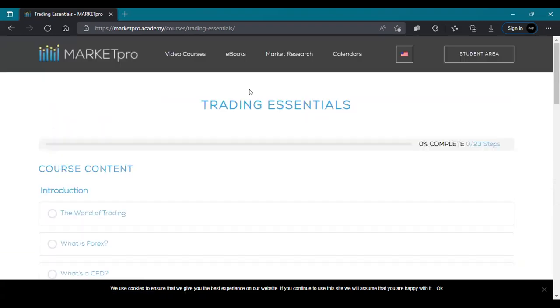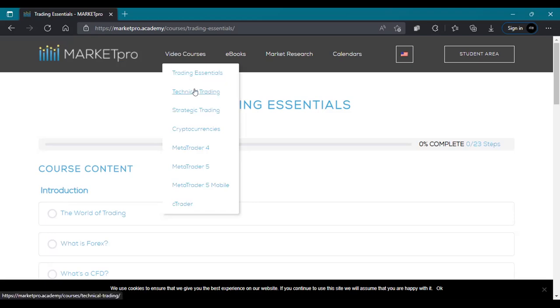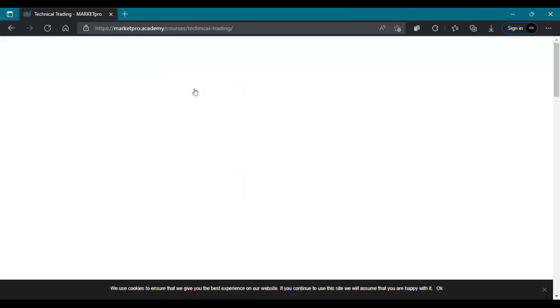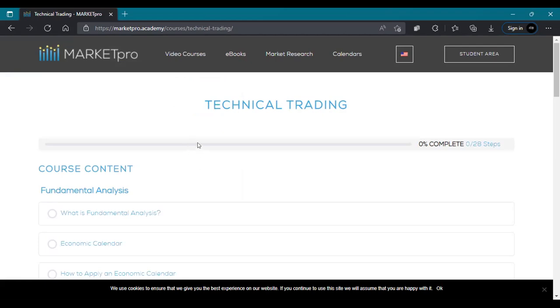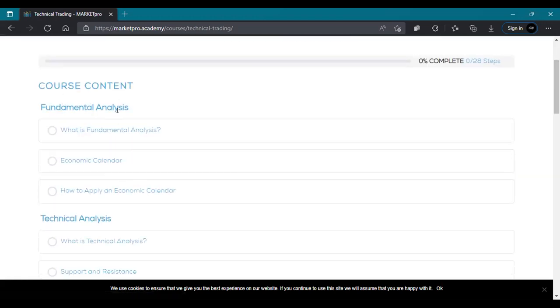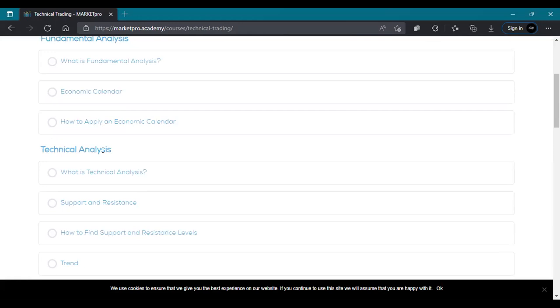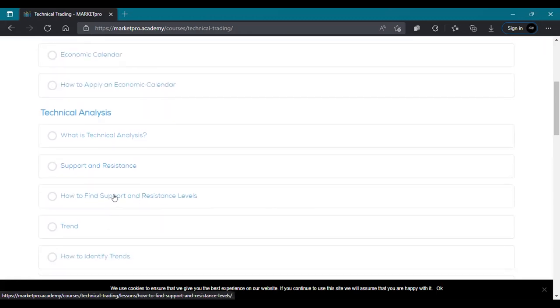So once you're done with trading essentials, the next place you want to go to is technical trading, right? Technical trading also has its own courses you're supposed to complete, 28, right? So you start with what? Fundamental analysis. What is fundamental analysis, right? Understanding economic calendars, how to apply an economic calendar to your trading, right? Then we head over to technical analysis. You get to know what technical analysis means, right? What is support and resistance? Now you also get to learn how to find support and resistance levels on your charts, right?